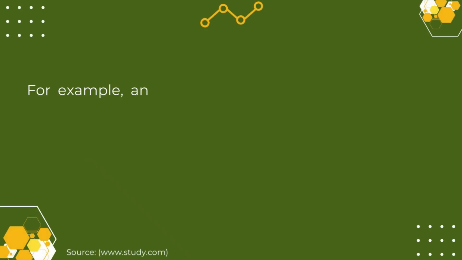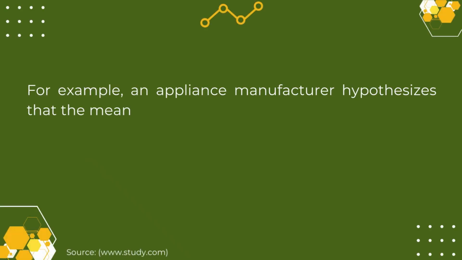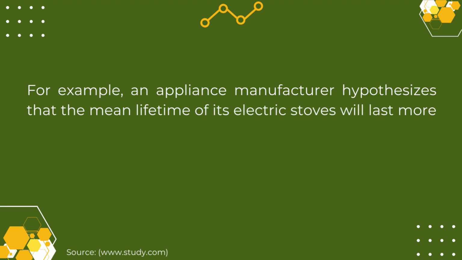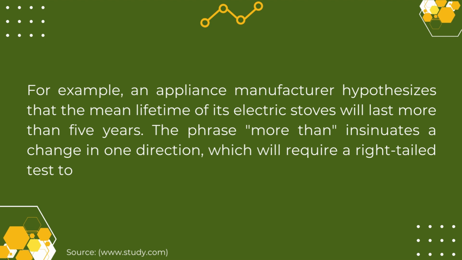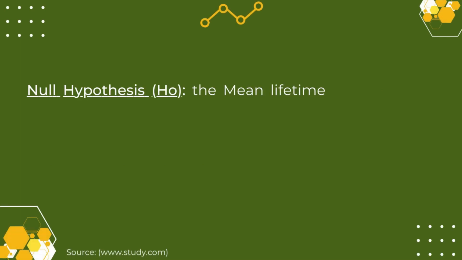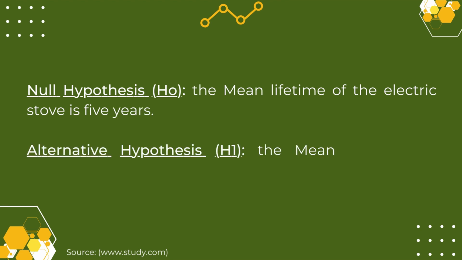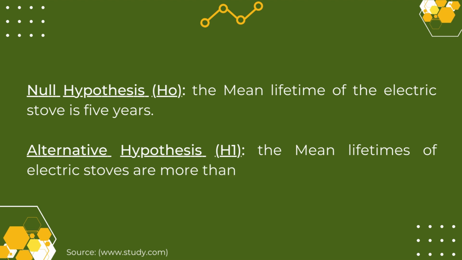For example, an appliance manufacturer hypothesizes that the mean lifetime of its electric stoves will last more than 5 years. The phrase "more than" insinuates a change in one direction, which will require a right-tailed test to prove the alternate hypothesis. Okay, for example, the null hypothesis will be that the mean lifetime of all the electric stoves is 5 years, and the alternative hypothesis will be that the mean lifetime of the electric stoves is more than 5 years.